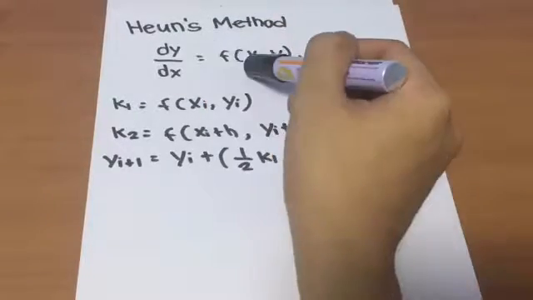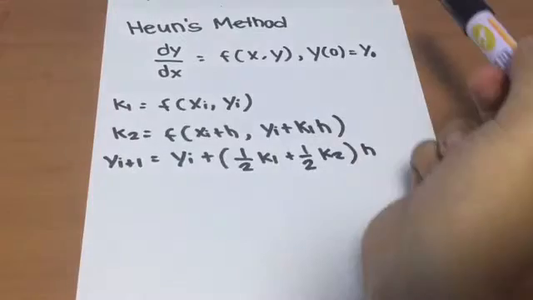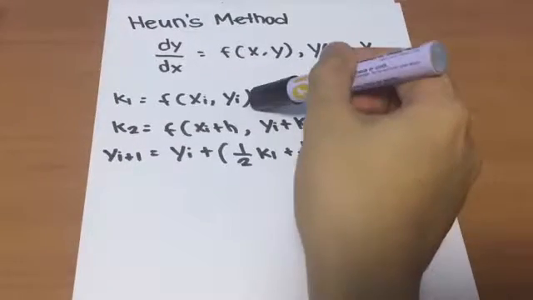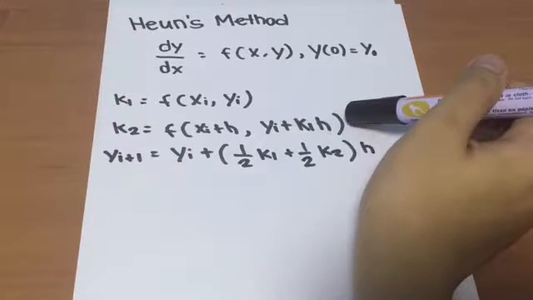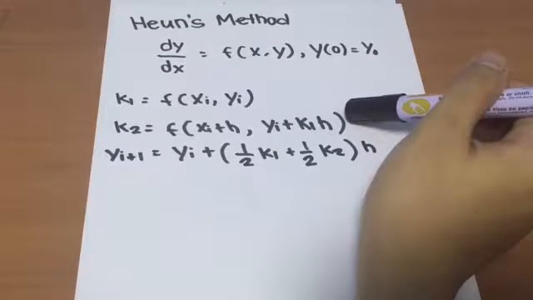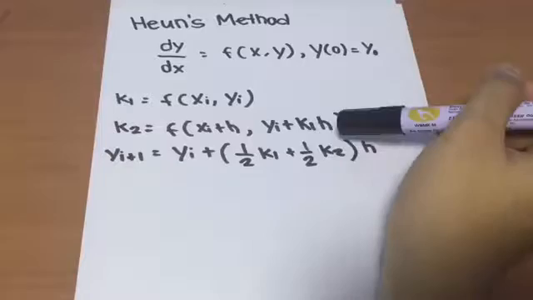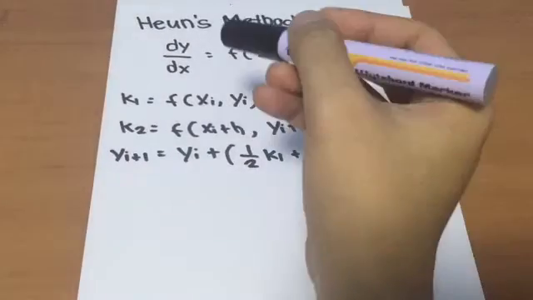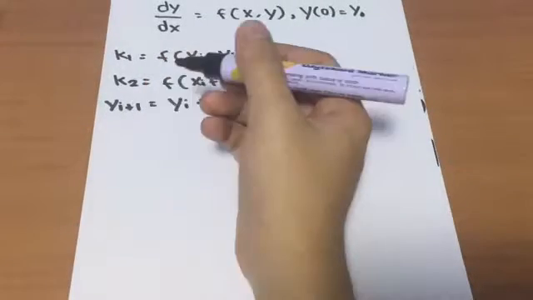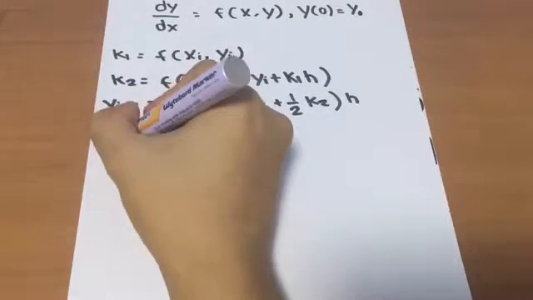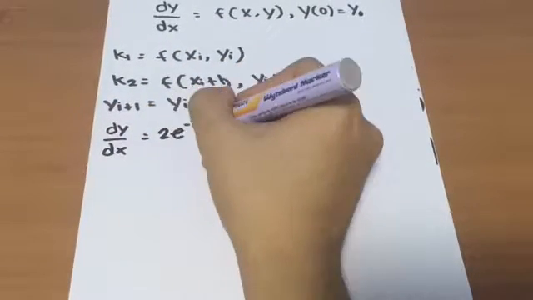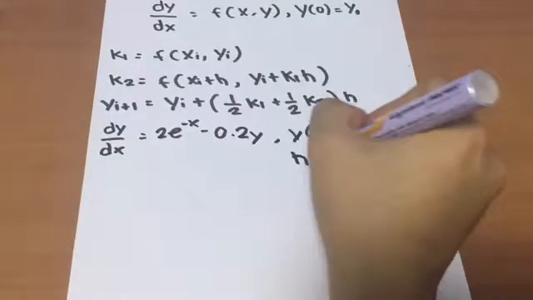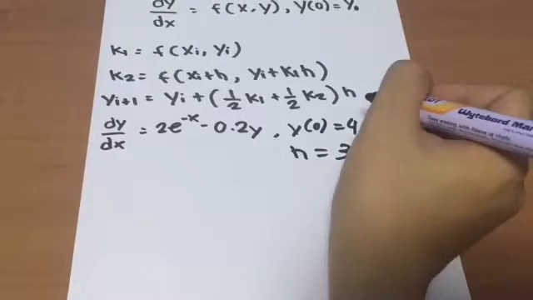Still in our ODE section, so we have next Heun's method. Okay, same for k1, the function of xi and yi. For k2, we have the function of xi plus the step size, and the yi plus k1 times the step size, and we have yi plus 1 right there.